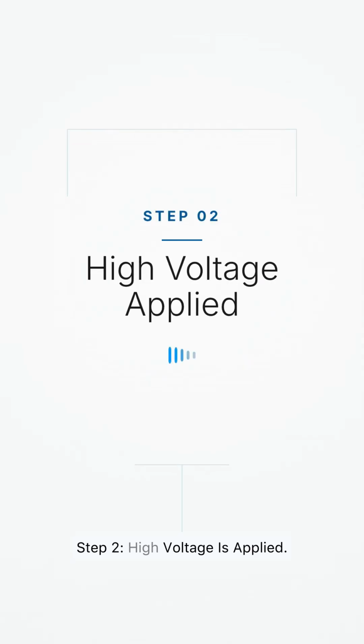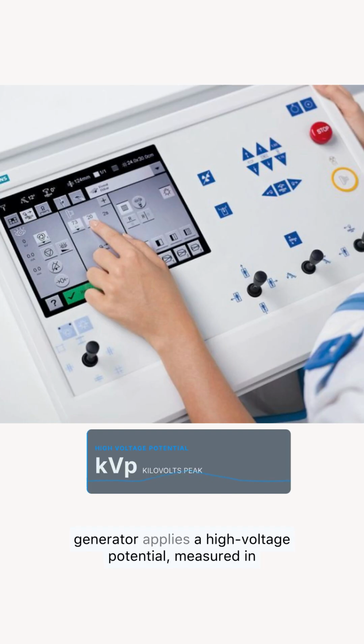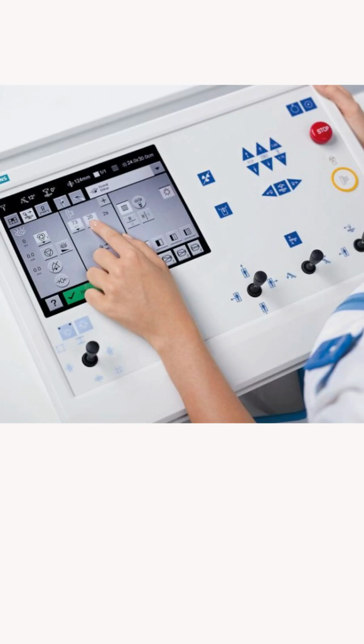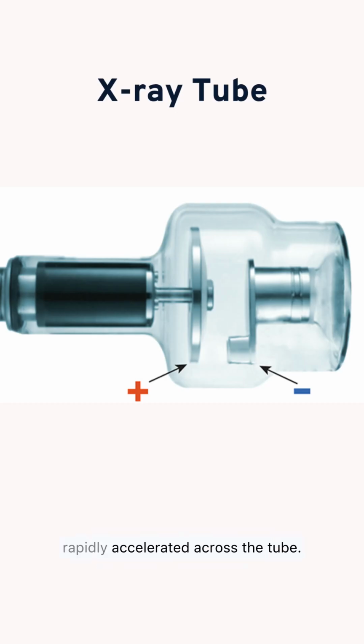Step 2. High voltage is applied. When you press the exposure button, the generator applies a high voltage potential, measured in kilovolts peak, or kVp, to the X-ray tube electrodes, the cathode and anode. The cathode is negatively charged, while the anode is positively charged. Because opposite charges attract, the electrons are rapidly accelerated across the tube.